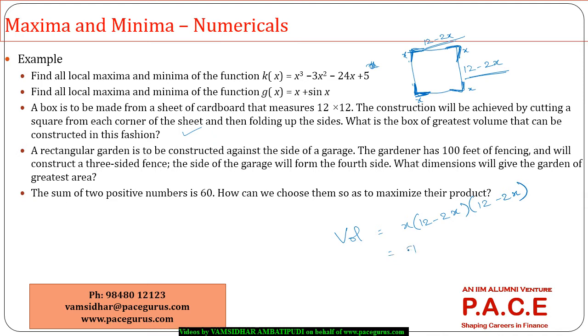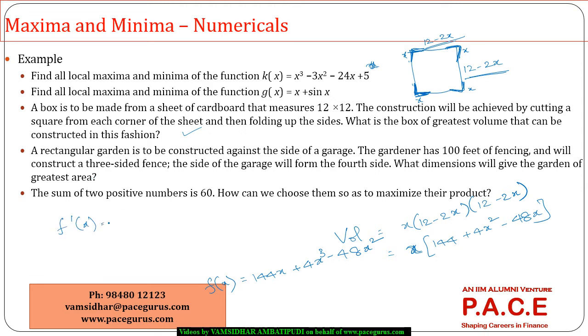So as good as x times, if I go and substitute it, 144 plus 4x squared minus how much? 24x minus 24x minus 48x. So the simplification is coming that the volume is 144x plus 4x cubed minus 48x squared. So this value I have to maximize. So which means after this again it's an application of the maxima minima.